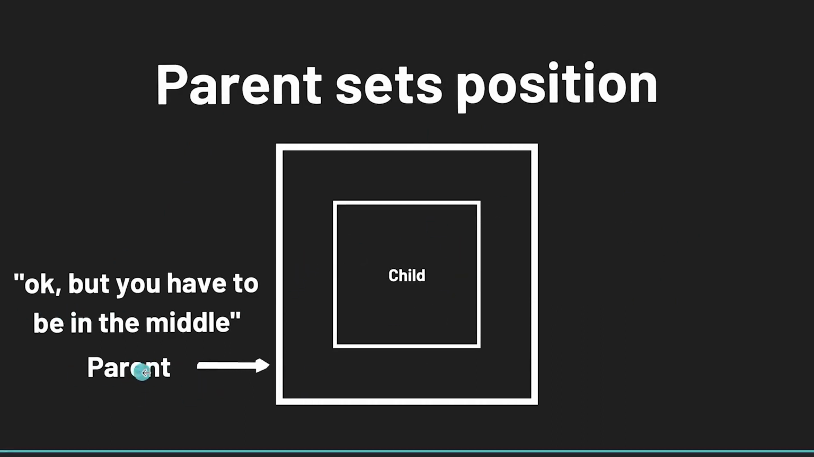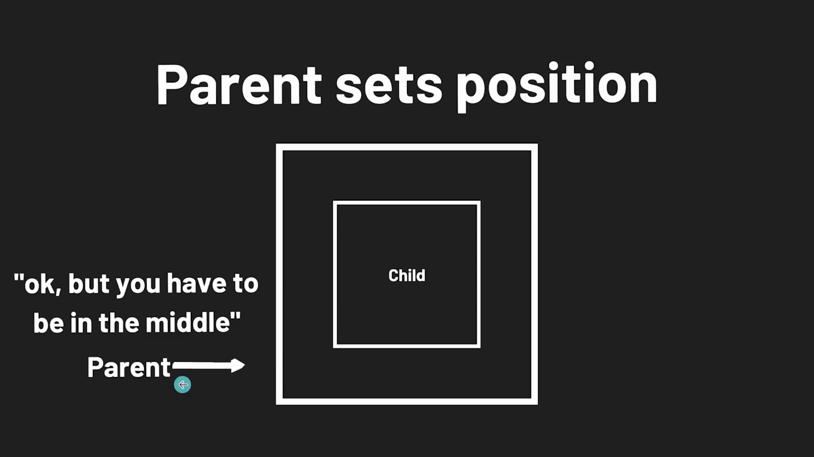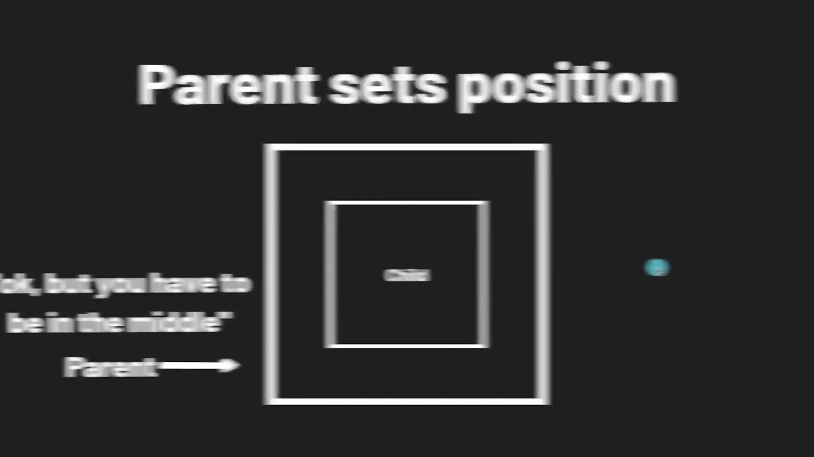So constraints go down because the parent is telling the child what its constraints are. Sizes go up because the child tells the parent what size it wants to be. And the parent sets the position, so it tells the child where it's going to be.